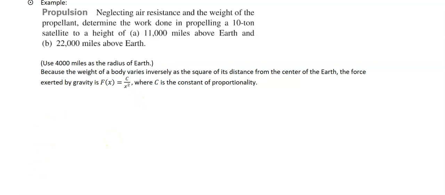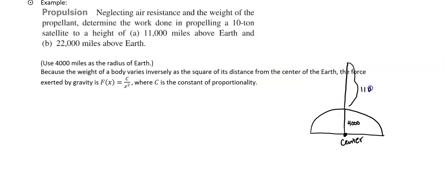Because we're looking at the distance from the center of the Earth, if this is the center of the Earth right here, and we've got a slice of Earth here, we've got this distance from the center to a point on the Earth. The radius here is going to be 4,000 miles. For part A, we want to propel this thing another 11,000 miles. Keep that in mind, because that's going to change the bounds on our integral.